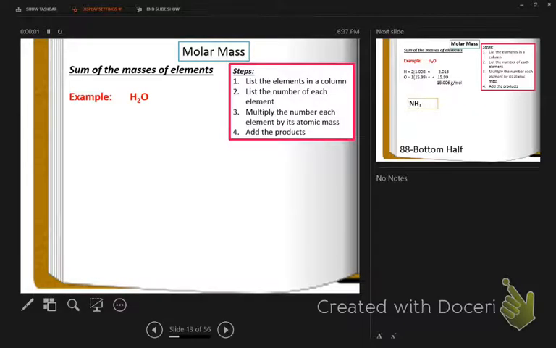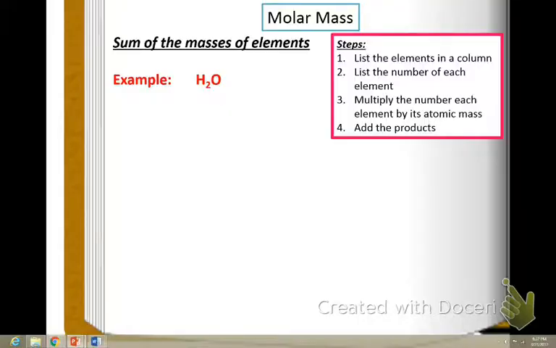It's pretty straightforward. To find the molar mass, the steps are listed on the right here. First thing you need to do is list all the elements that you're working with. So right here, this is water. Water is covalently bonded, so it is a molecule. There's hydrogen and there's oxygen, and there are specifically 2 hydrogens and 1 oxygen.